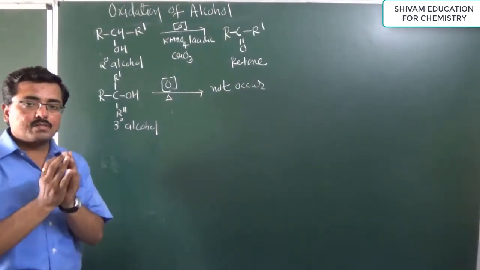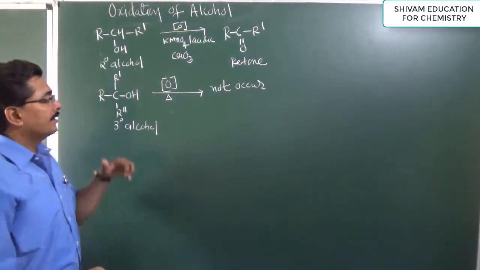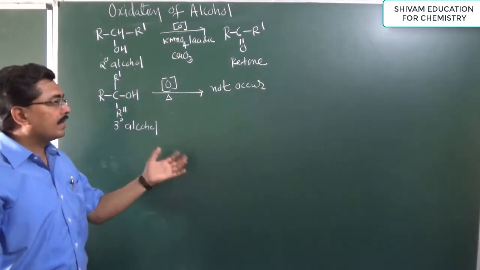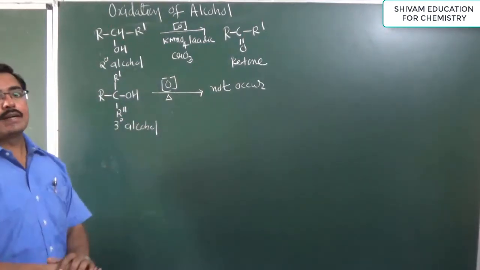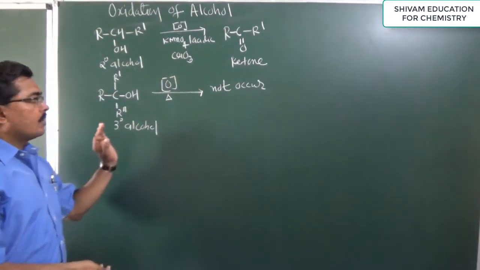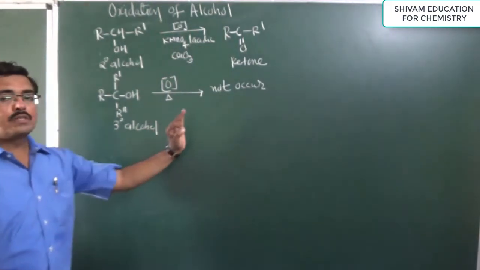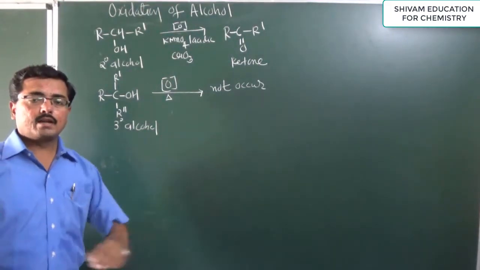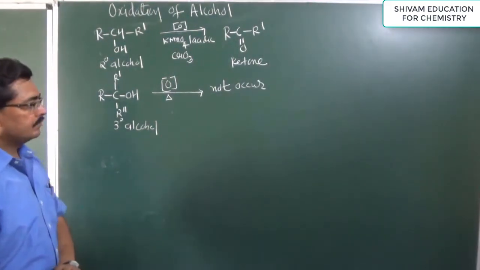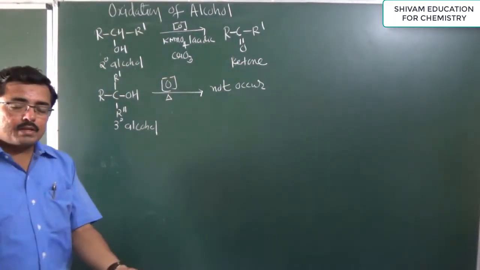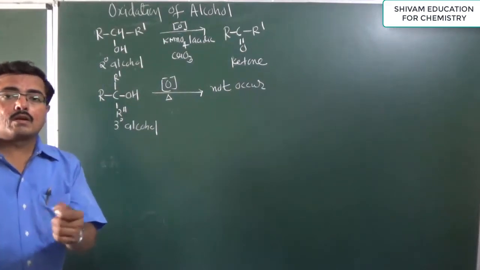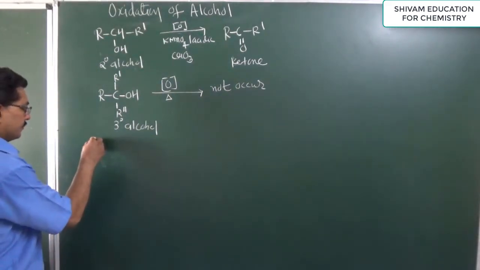But if we use vigorous conditions, very high temperature and pressure, then oxidation may occur. According to our NCERT textbook, tertiary alcohol oxidation is difficult using a common oxidizing agent and common reaction conditions. Now, I will give you different examples. You have to write the product of the oxidation reactions.